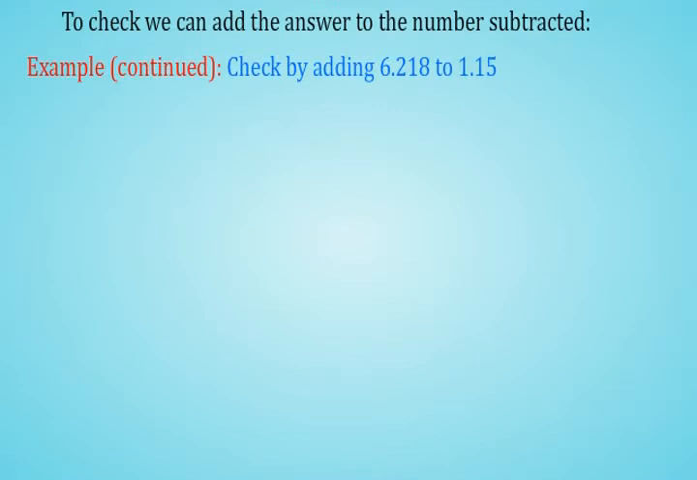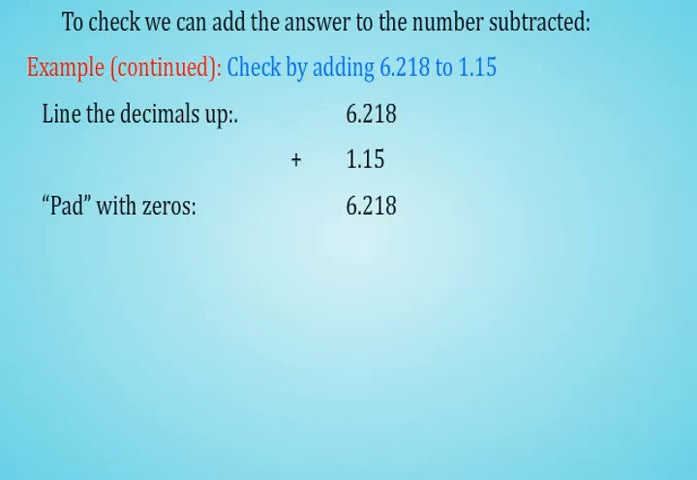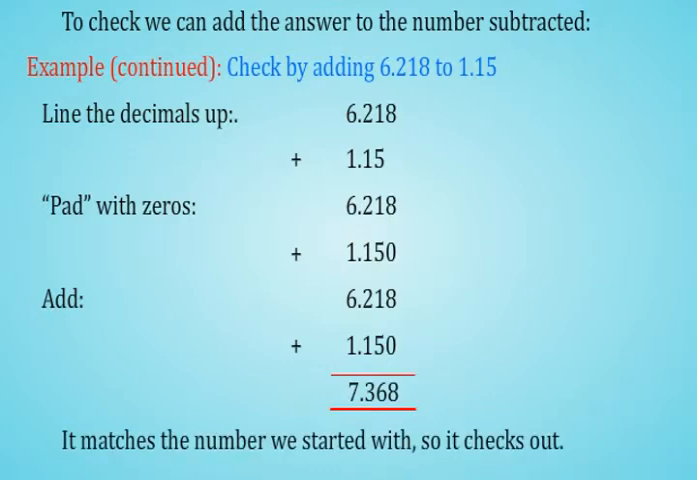To check, we can add the answer to the number subtracted. Example continued. Check by adding 6.218 to 1.15. Line the decimals up. 6.218 plus 1.15. Pad with zeros. 6.218 plus 1.150. Add. 6.218 plus 1.150 equals 7.368. It matches the number we started with, so it checks out.